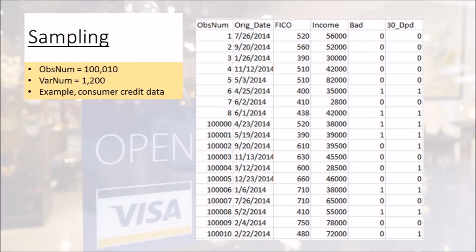The second one is sampling, and in this example, there'd be credit consumer data, or just credit data in general. For those of you that don't work in finance, credit data can be millions of observations long. In this sample, I'm just showing you there are 100,010 observations or rows. There are 1,200 variables. So doing manual sampling is not even feasible. It would take you months and months and months. And at the end of the day, you're probably going to get lost and confused and it'd be a waste of time to do manual. And so manual is not very popular.